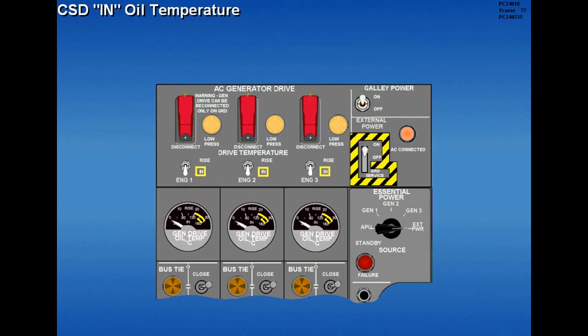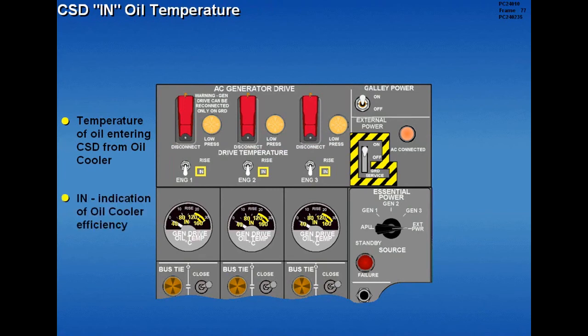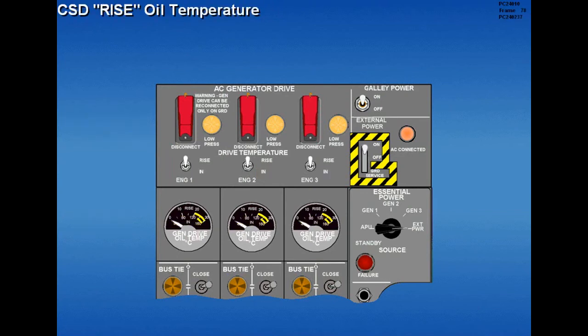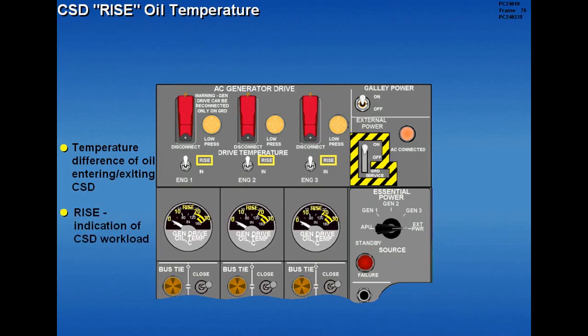Selecting in displays on the inner scale the temperature of the oil entering the CSD from the oil cooler. This gives an indication of oil cooler efficiency. Selecting rise displays on the outer scale the temperature difference of the oil entering and exiting the CSD. This gives an indication of CSD workload.